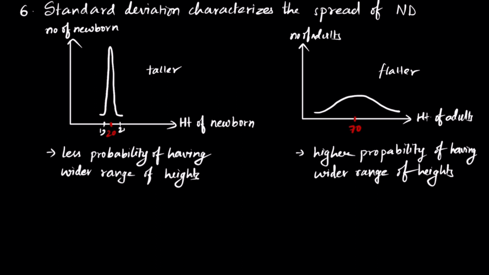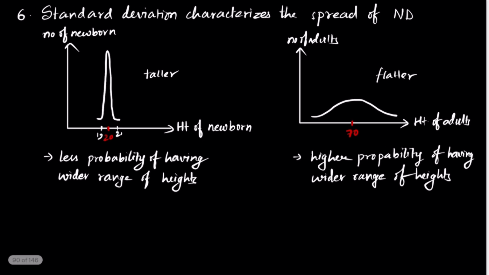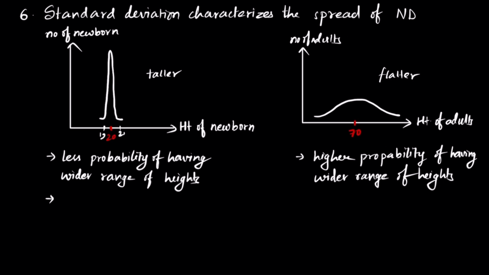Some adults have height of 70 inch, some adults have height of 71 inch, some adults have height of 69 inch. But then, in case of newborn, the possibilities of heights are quite limited. That is, in a newborn, mostly the heights fall between 19 inches and 21 inches. This basically means that there is less dispersion or small standard deviation in heights of newborn, and in second case there is higher dispersion or there is large standard deviation in case of heights of adults.